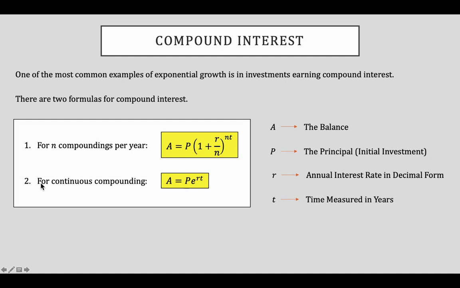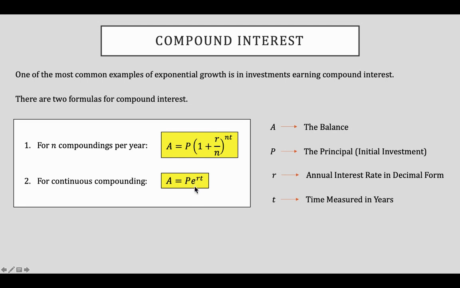Now, we also have a formula for interest that is compounded continuously. In other words, you are continuously going to be earning interest on your investment. The formula that we want to use for compounded continuously is A equals P times E raised to the RT. P is still your principal, the initial investment. A is still the balance in the account, the amount of money that you have.